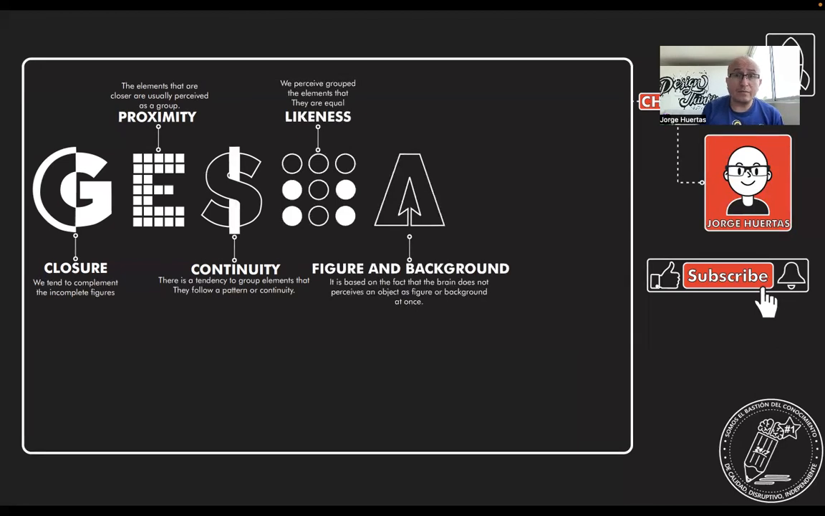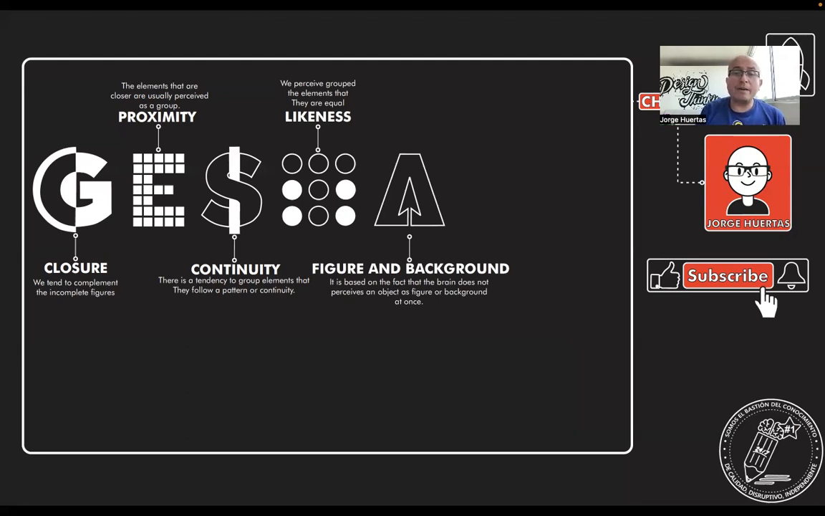Then we have the law of likeness, which is very important because we perceive and group elements that are equal as if they are together. This is very interesting because, as you can see on the screen, we have the letter T and all the circles are the same size. However, we see the letter T because we changed the color, and the perception is that the T is just on the top part and in the middle. On the side, because we changed the color, it looks different. That is why it is likeness.